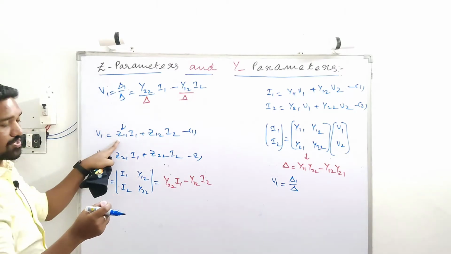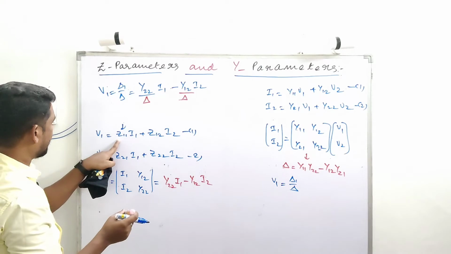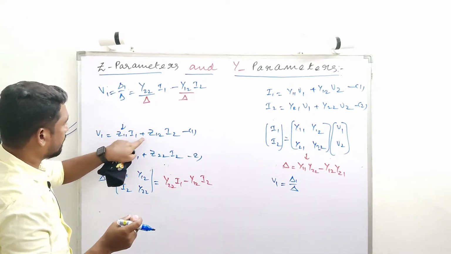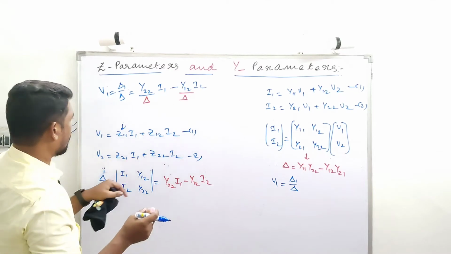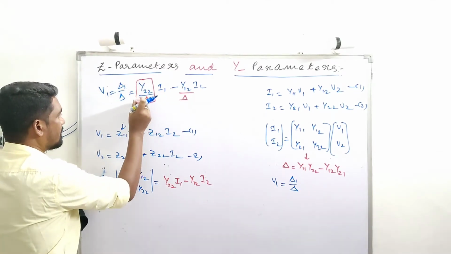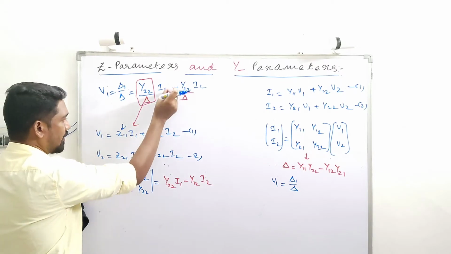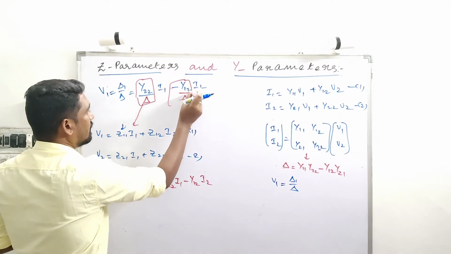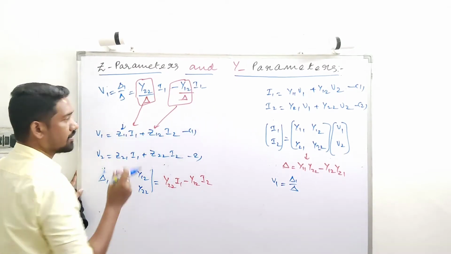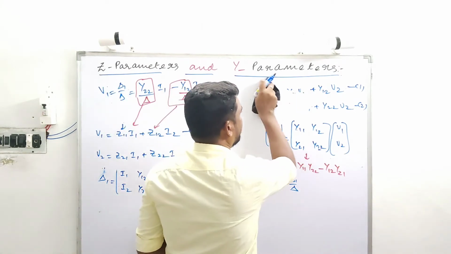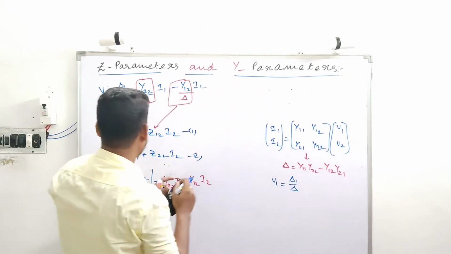Comparing this expression with the standard expression for Z parameters, what do we have? Very much similar: V1, I1 and I1, and I2 and I2. So what do we have? This ratio, comparing this expression with the first expression, is this one. All right, so that's the point over here.